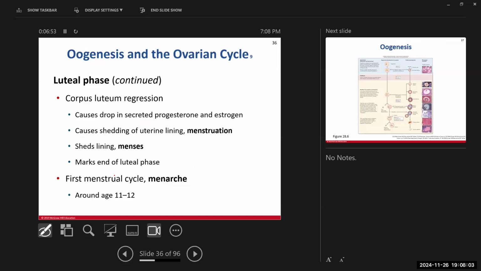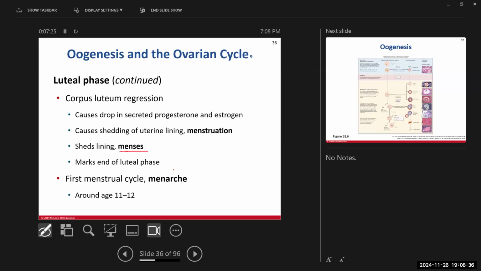Once fertilization does not occur, and implantation does not happen on the uterine lining here, then the corpus luteum starts to degrade. It'll start to decrease its production of progesterone. It'll start to decrease its production of estrogen. And then we'll slough off that outer layer of the endometrium, the functional layer here. That's going to be referred to as menses, or the menstrual cycle there.